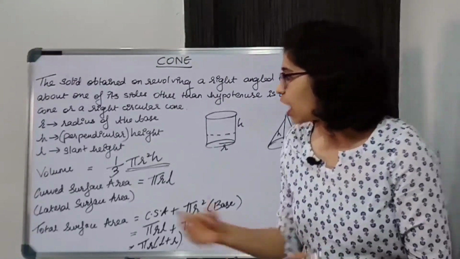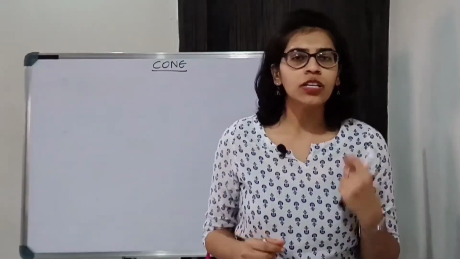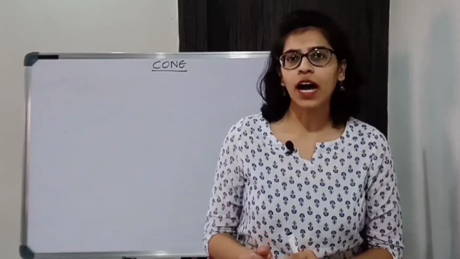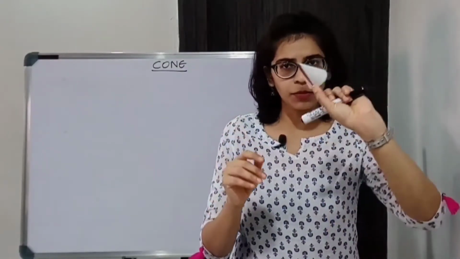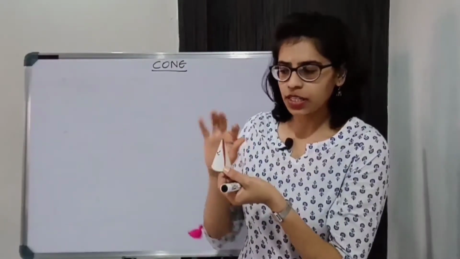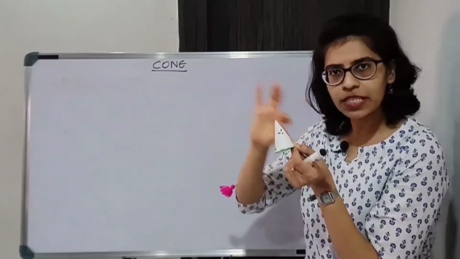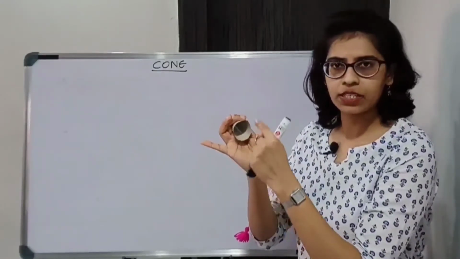Now we'll discuss how the curved surface area of a cone is pi r L. Now curved surface area of the cone is pi r L, but how do we get pi r L? For that, let us consider a cone. All right, this is a perfect cone. Now this is the slant height of the cone. The red part that is marked is the slant height of the cone, and this is the circular base of the cone.